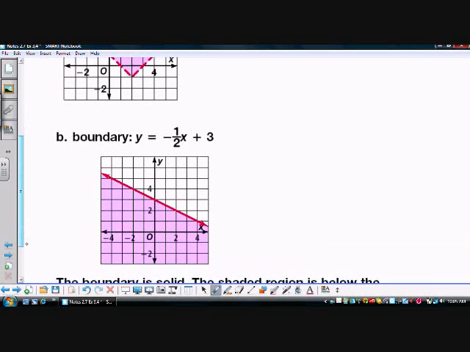And here's another one. Oh, we've shaded less than the line. And we need a less than or equal to because we have a solid line. Okay? As easy as that.